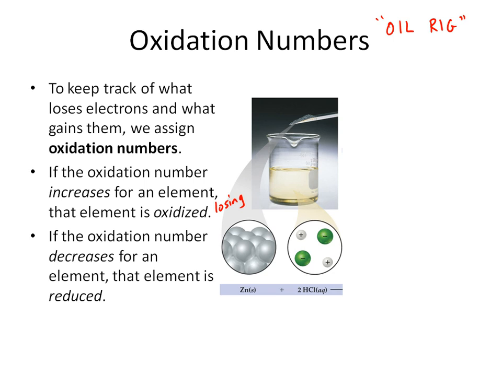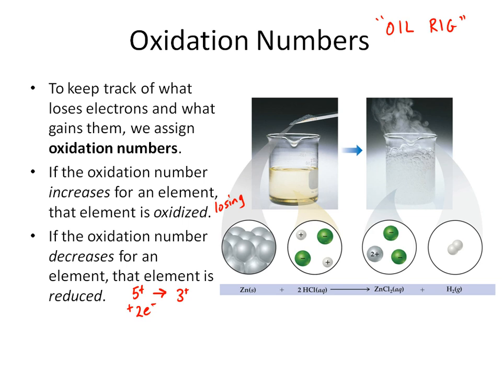That element was reduced. And the word reduced literally comes from the fact that, for example, we could go from a 5+ oxidation state to a 3+ oxidation state. So the literal number went down. And the only way that it could have gone down is by adding electrons, by gaining 2 electrons in this case. So let's take a look at our zinc and HCl. Hopefully you predicted that we would make zinc chloride and hydrogen gas, and it's also a highly exothermic reaction, being a strong acid.